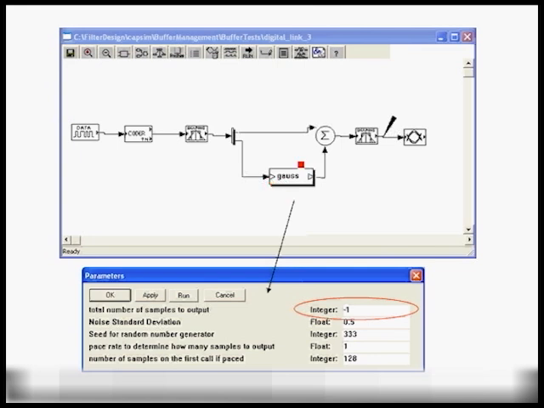So a source block actually is a source block, but it also has an input port, and it generates samples only when there are samples available on its input port. In this case, the Gauss block would generate 128 samples when it has a sample on its input port. Now what does this do?